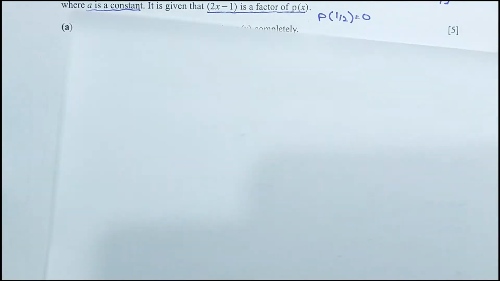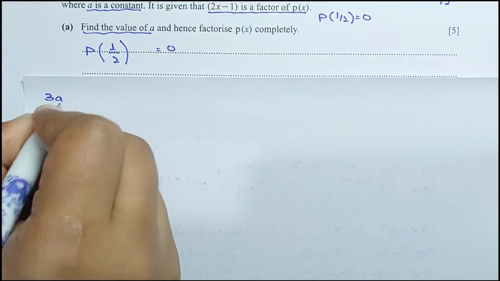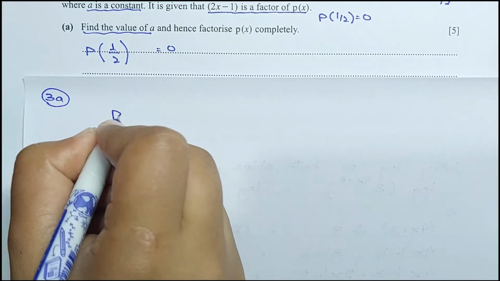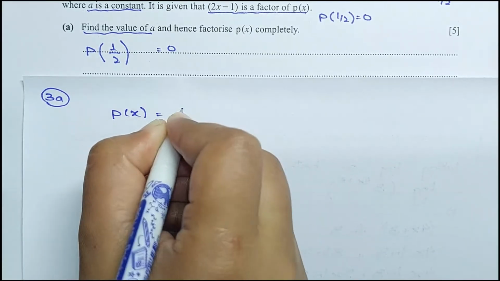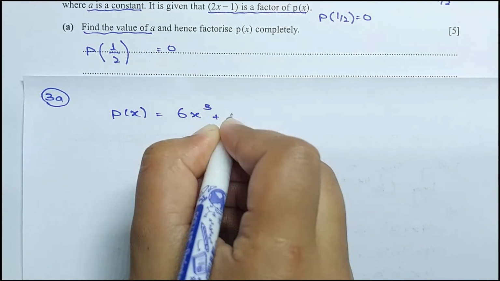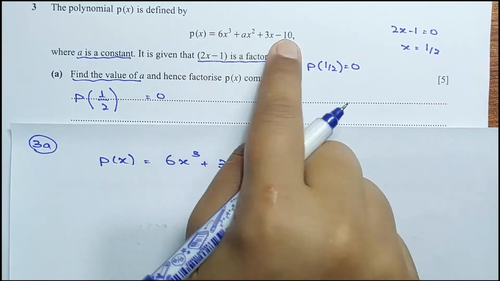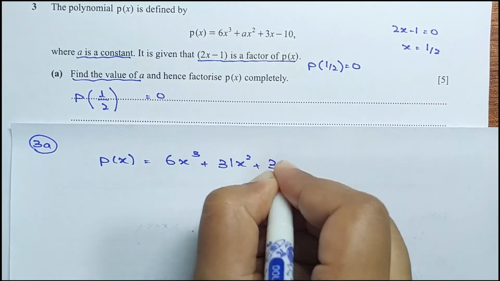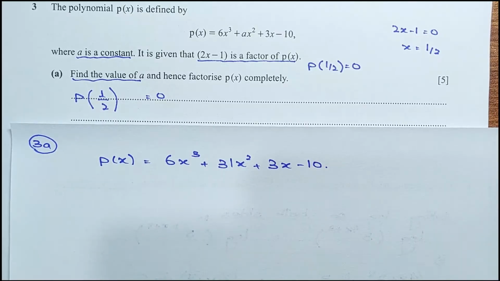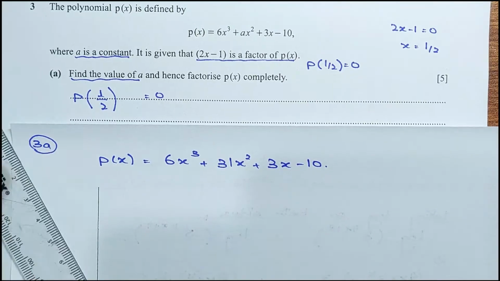Now factorizing p of x completely, we have p of x now equal to 6x cube plus 31x square, as the a value is 31, plus 3x minus 10. One factor is given, which is 1 by 2. Let me apply the method of synthetic division over here.